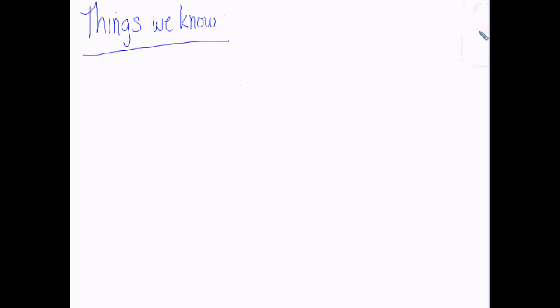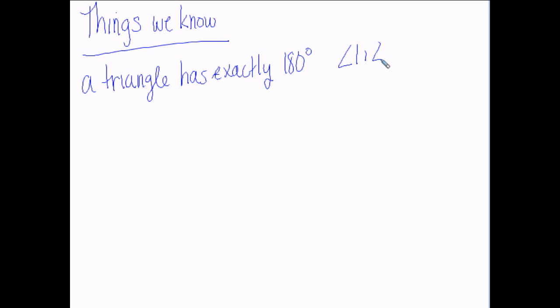Okay, the things that we know that will help us to find the angle measures in triangles, and triangles that are stuck together, like in the quiz. We know that a triangle has exactly 180 degrees. So if I add angle 1, angle 2, and angle 3 in a triangle, it will always equal 180. So we know that.